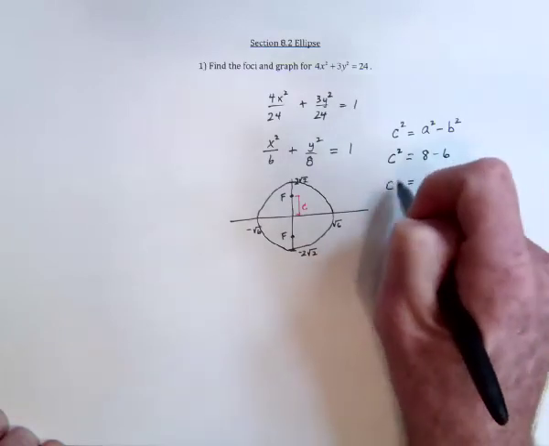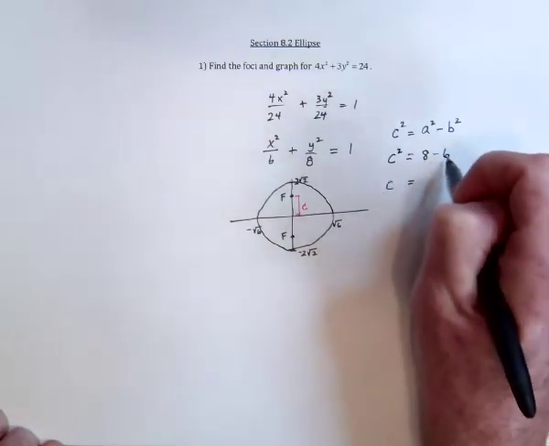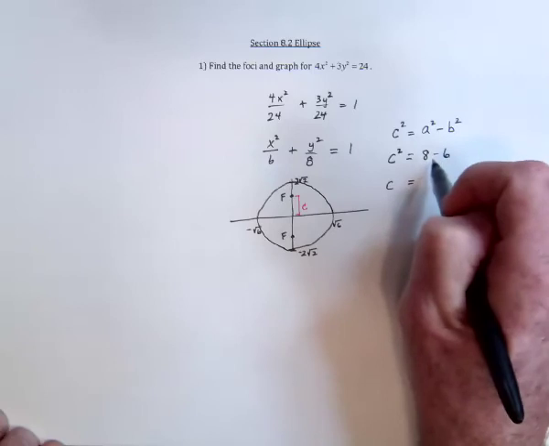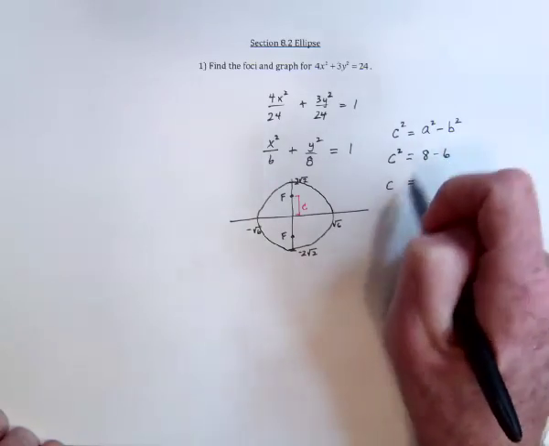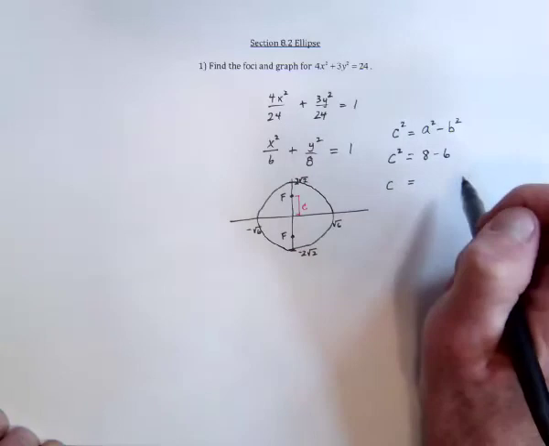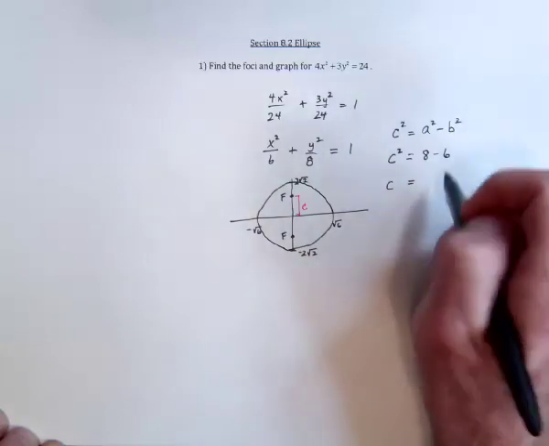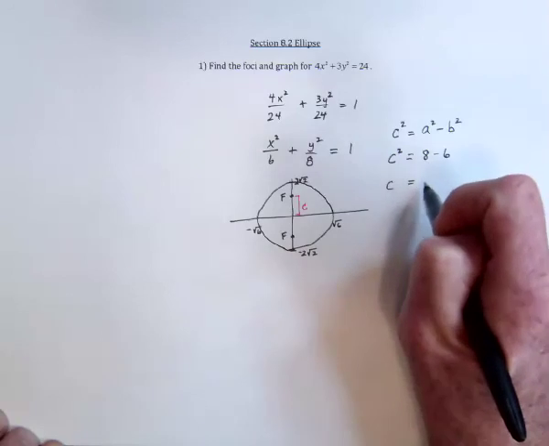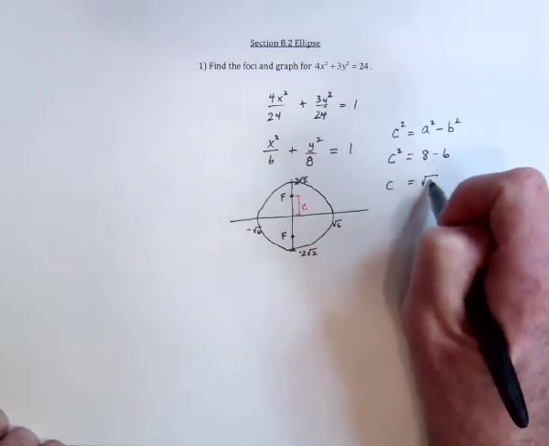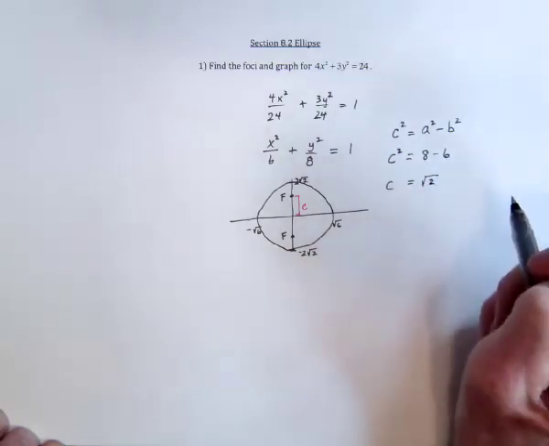and so c squared is going to be 2. Notice that if you would have switched them and got 6 minus 8, then the square root of a negative 2 is imaginary, which means that you made a mistake. Switch them back. Put the bigger one first, so that you get a positive, and then take the square root of that, so square root of 2.